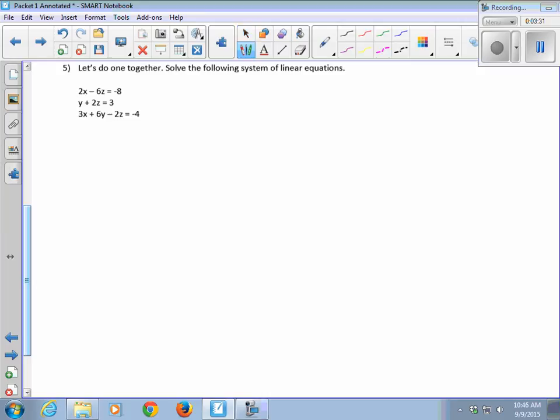First thing we've got to do is translate this to a matrix. I've got variables x, y, and z. So my x coefficients are 2, 0, 3. My y coefficients are 0, 1, 6. And my z coefficients are -6, 2, -2. Constants: -8, 3, -4.